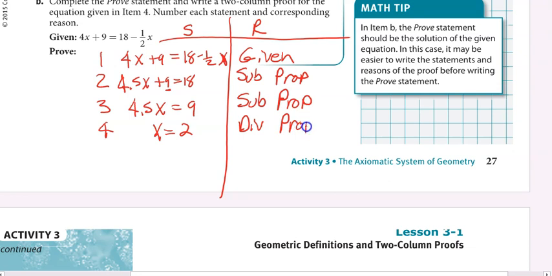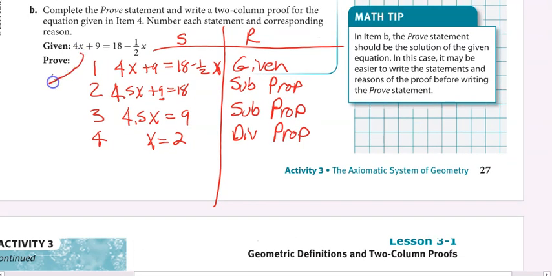So that was actually pretty easy. So then our prove statement was we were trying to prove x equals 2. I guess since we were supposed to list what we were trying to prove on that one.